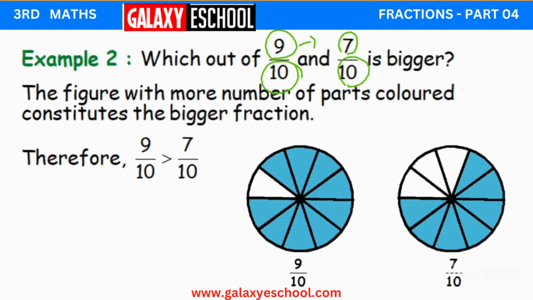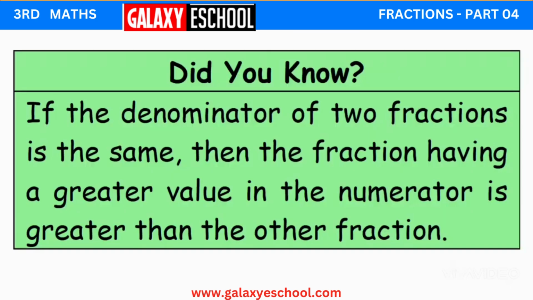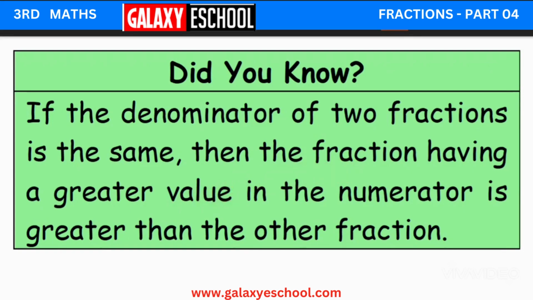Did you know, if the denominator of two fractions is the same, then the fraction having a greater value in the numerator is greater than the other fraction? What are they saying? The denominator of the two fractions is the same. Now what are those fractions called, children, when the denominator of two fractions is the same? Yes, they are called like fractions. So this is the comparison of like fractions.